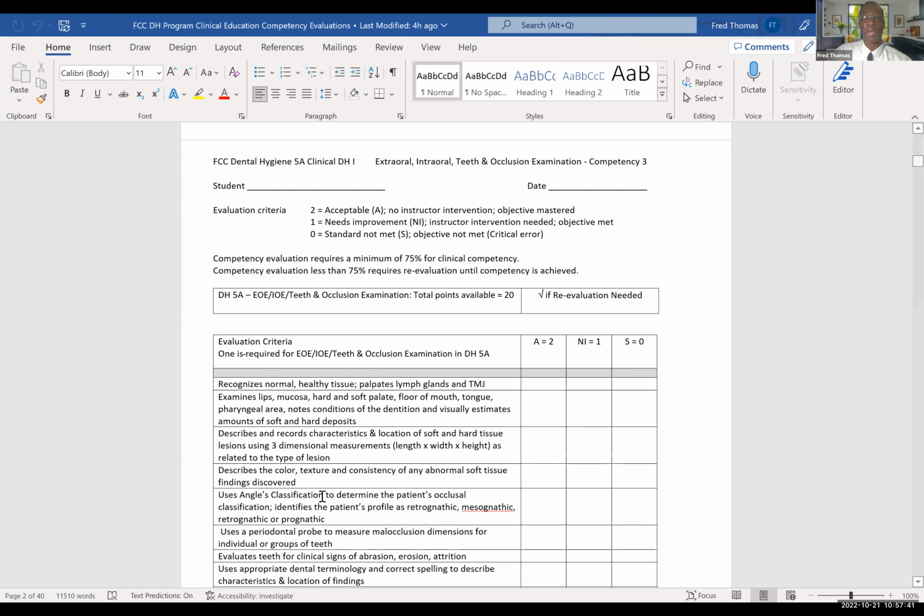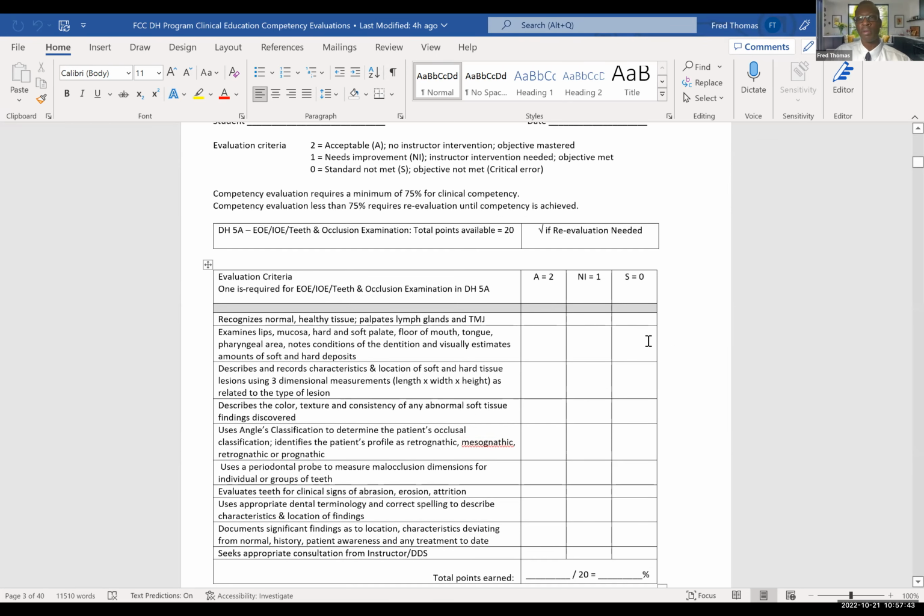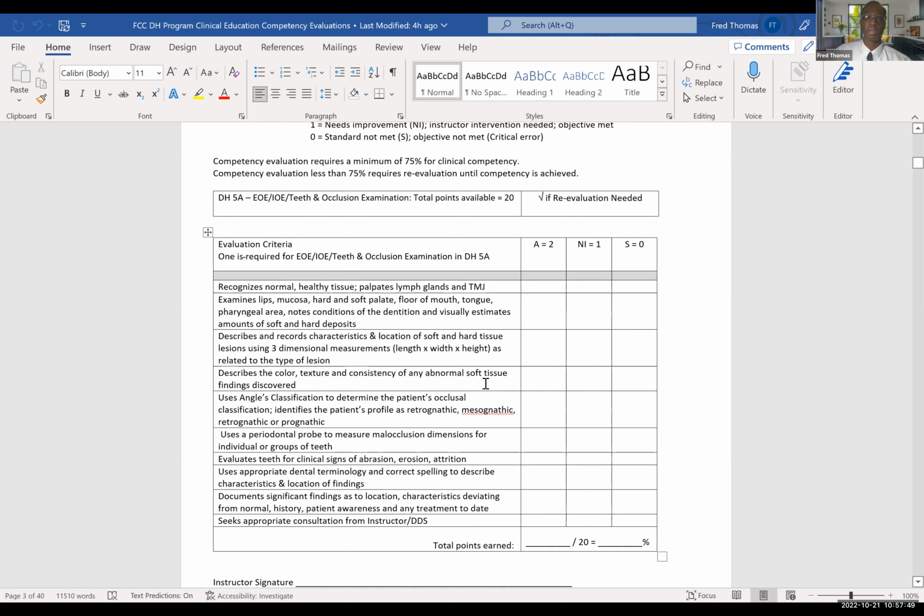And should a student not pass one of these, they will look at what they missed. The instructor will talk to them, and they can get remediation. And then usually once they take it again, they are able to pass it with flying colors.